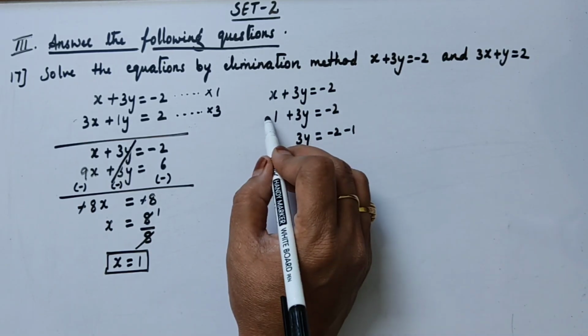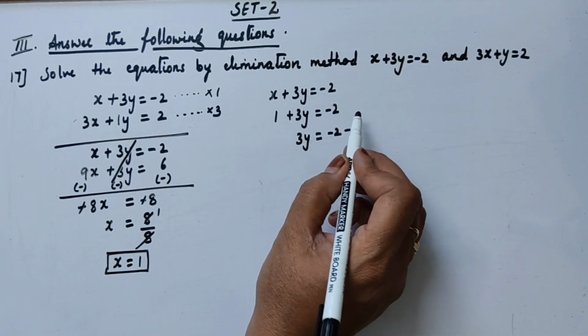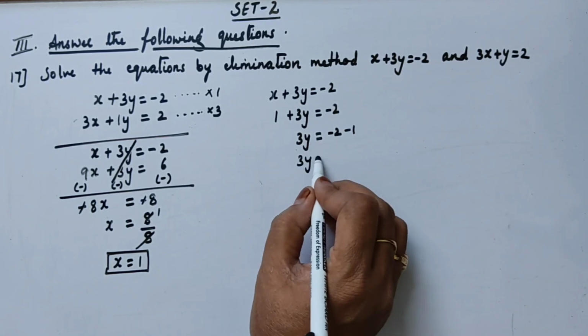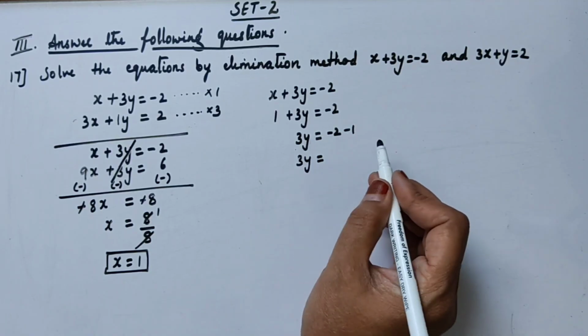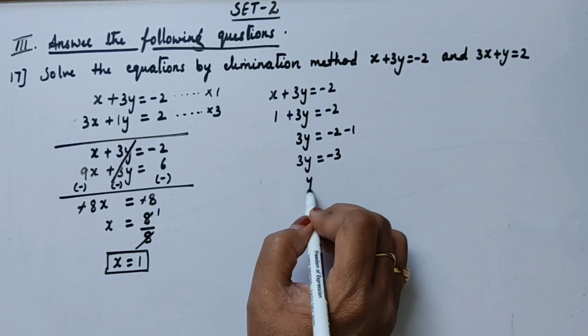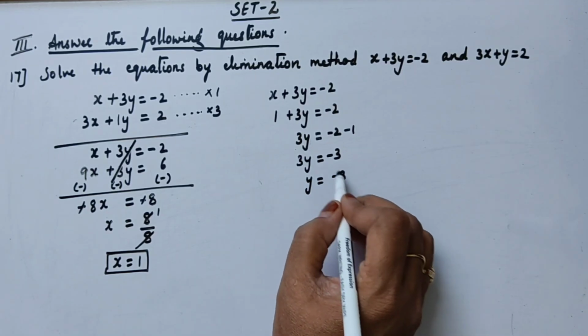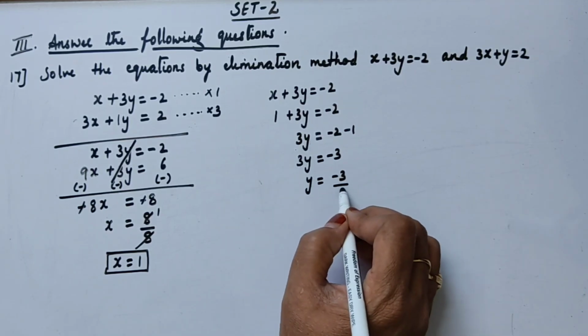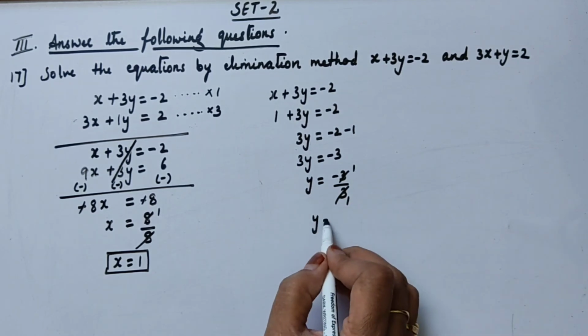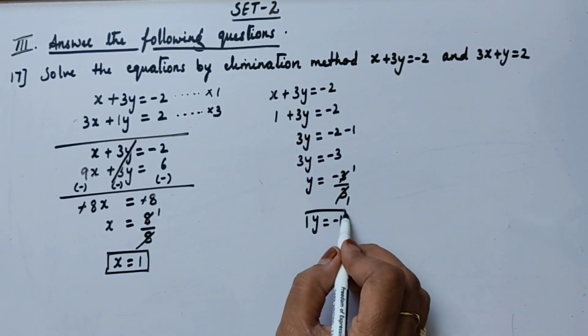Why? It has a plus here. Plus is shifted to the right-hand side, it becomes minus. Here 3y equals minus 2 minus 1, minus and minus is plus. Let us add with the same sign. So y equals, after equals we have minus 3. Let us drag this 3 down. 3 ones are 3. So I get y equals minus 1.